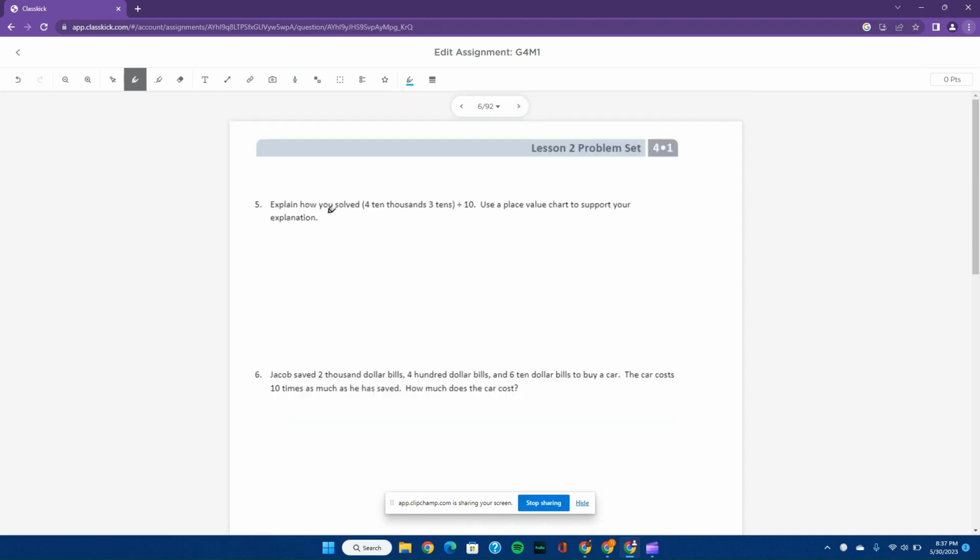Number 5 says, explain how you solved 4 10,000s, 3 10s divided by 10. Use a place value chart to support your explanation. So again, need to use a place value chart. This time I'm probably going to show the entire thing just because I'm spanning from 10,000s to 10s. So I'll put my 10,000s here, thousands. This will be my hundreds, tens, and ones.